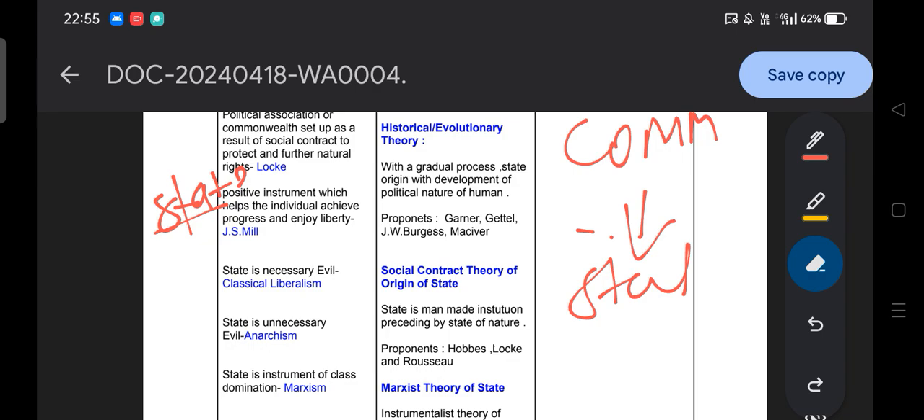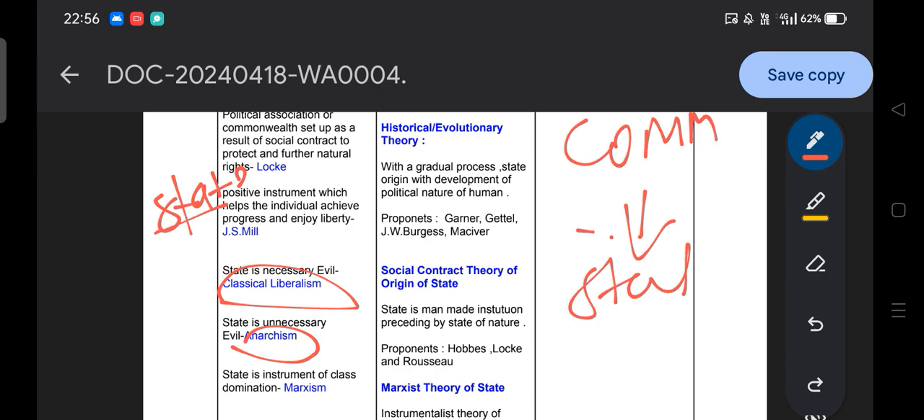Moving to the next statement: the state is a necessary evil, by classical liberalism. Which ideology? Liberalism, classical liberalism. The state is a necessary evil. Then the state is an unnecessary evil, by anarchism. What does it mean? Classical liberalism limits the role of the state, because they believe states are absolute in nature. We need to limit the states.